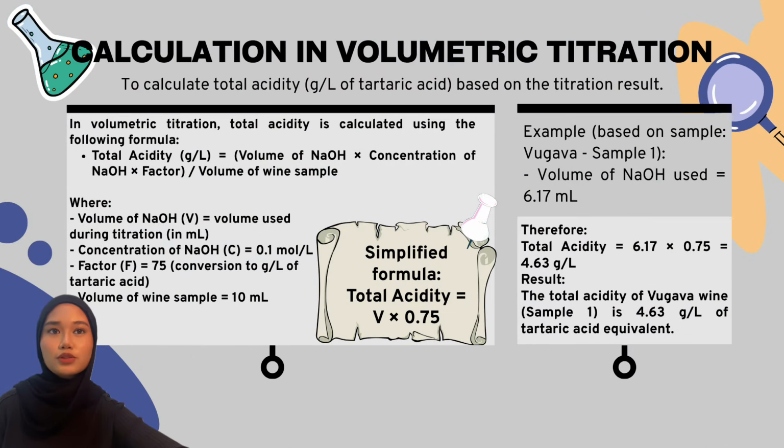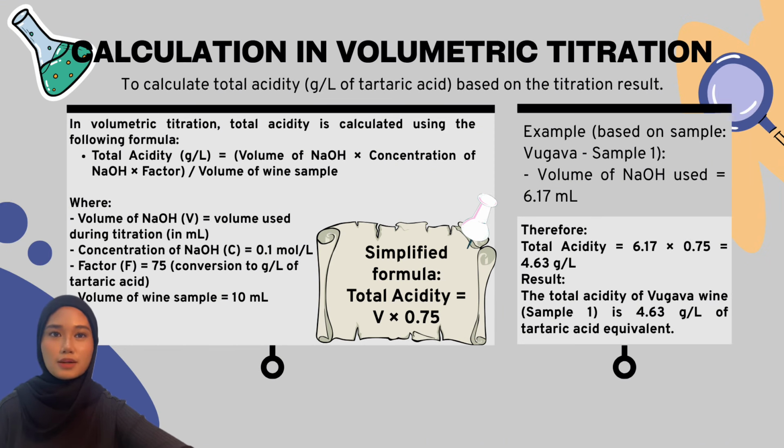Now, let's briefly walk through the calculation used to convert titration data into acidity values. The formula for total acidity in grams per liter is: acidity equals the volume of sodium hydroxide used times the concentration of sodium hydroxide, which is 0.1 mol per liter, then times the weight factor of 65, divided by the wine sample volume, which is 10 milliliters. This simplifies to acidity equals volume times 0.75.